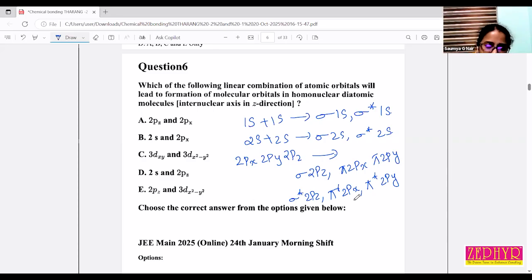Then check the options A, B, C, D, E. 2pz and 2px. Which of the following linear combinations of atomic orbitals will lead to the formation of molecular orbitals? When 2pz and 2px join, is there linear combination? No, because 2pz forms sigma, 2px forms pi. It will not form.